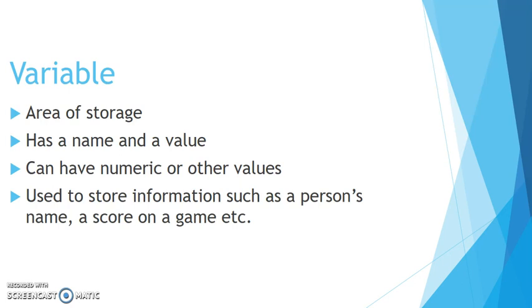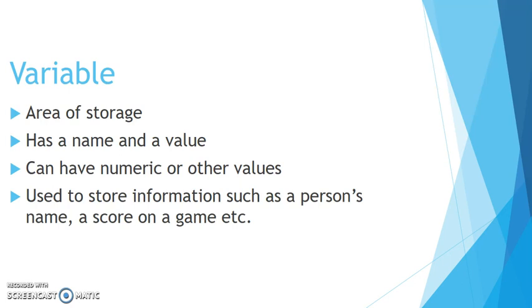There are Boolean variables. So a Boolean variable just has a true and a false value. You can have string values for things like names. You can have character values for initials, and then you can also have the numerical ones. We will generally be using numeric variables and string variables.